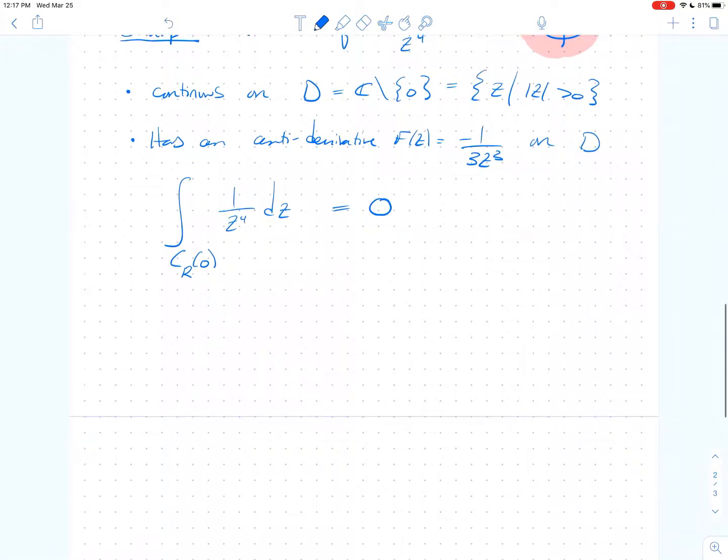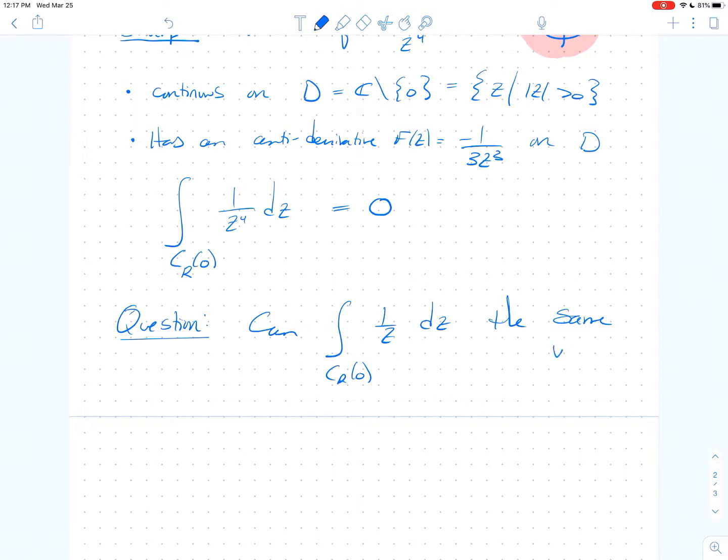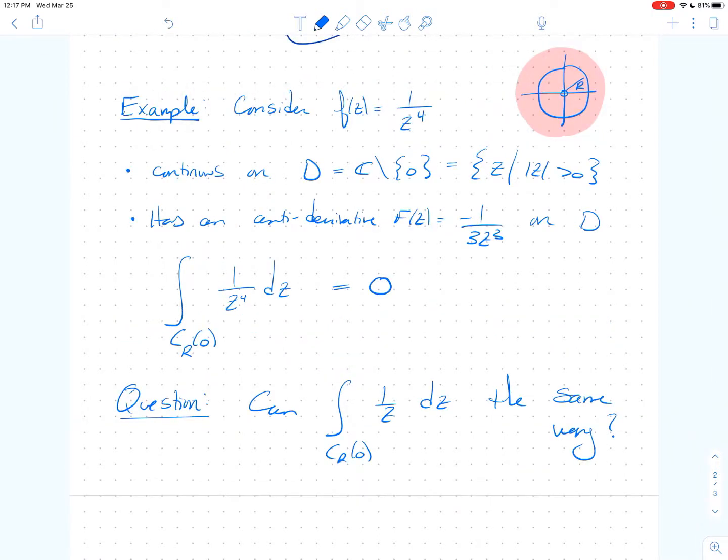So I'll leave you with a question to think about if you have time. It's not essential, but it's certainly a good thing to ponder. So can we evaluate this integral the same way? Will similar techniques work? I leave you to figure out whether the answer to that question is yes or no, and I'll stop.